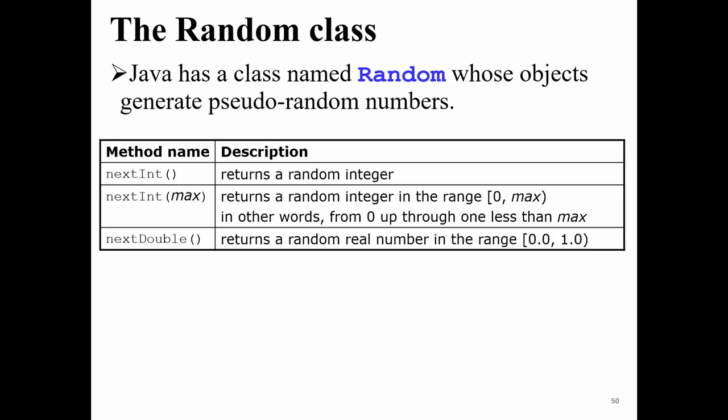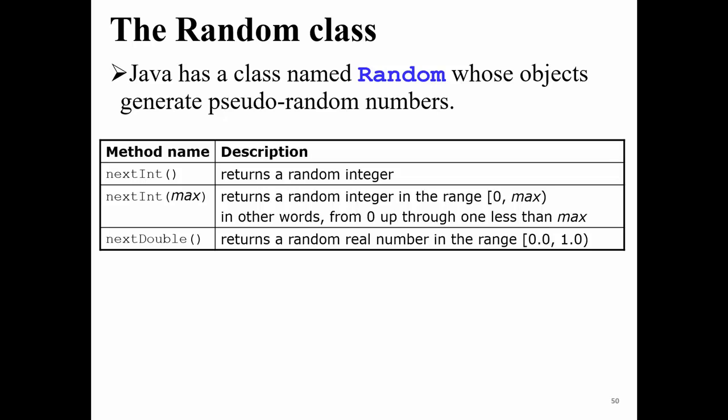Now, the Random class allows us to generate random variables, and once we create an object of the Random class, we can use these methods. nextInt returns a random integer, and this random integer we can use in our applications.